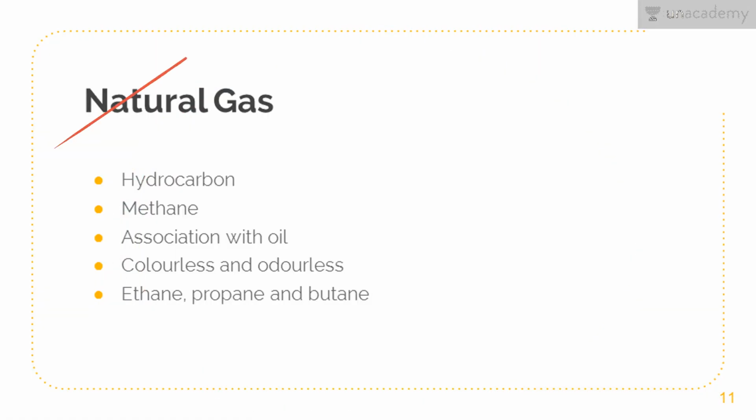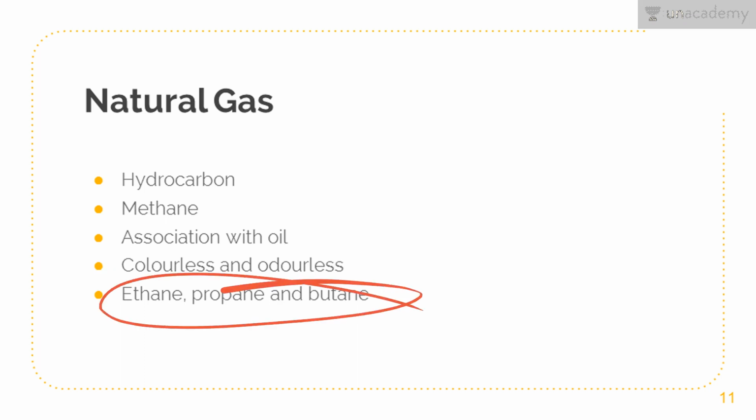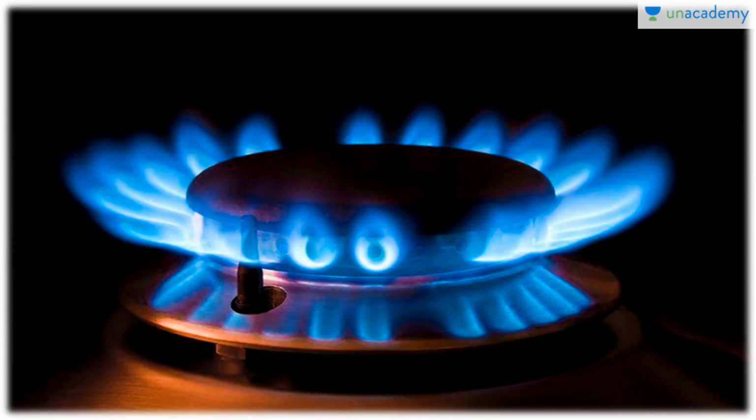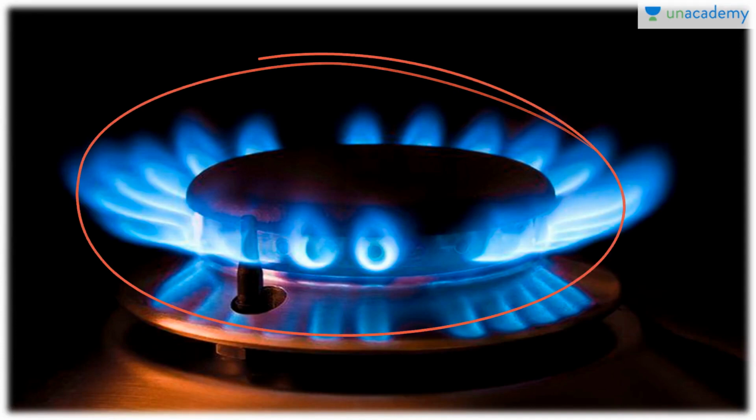Natural gas is a hydrocarbon, which means it is made up of compounds of hydrogen and carbon. The simplest hydrocarbon is methane, which is made up of one carbon atom and 4 hydrogen atoms. It can be found by itself or in association with oil. It is both colorless and odorless. It is mainly methane, but other hydrocarbons are also included, such as ethane, propane and butane. You can see the natural gas over here.